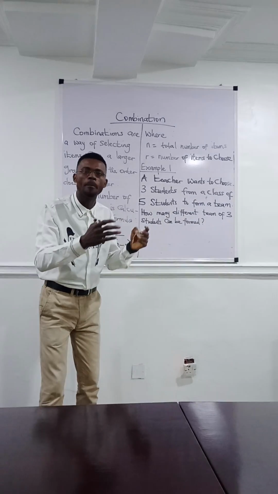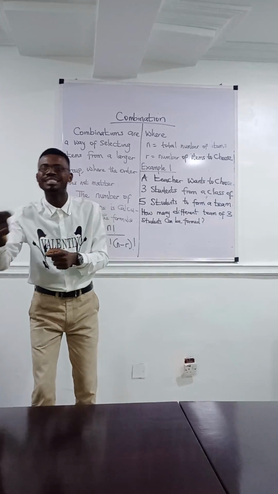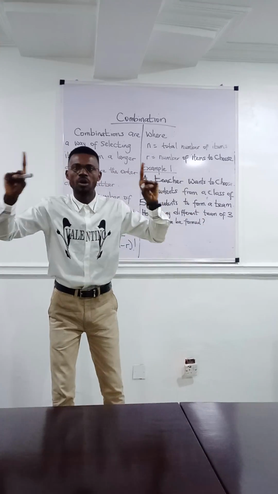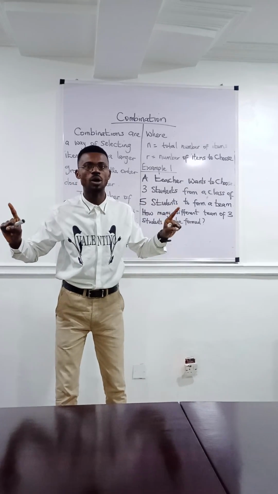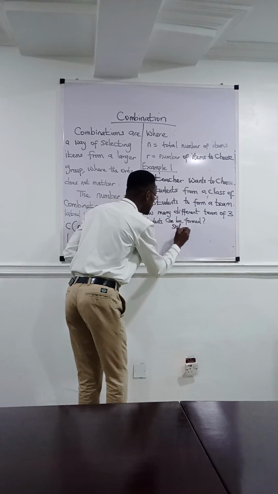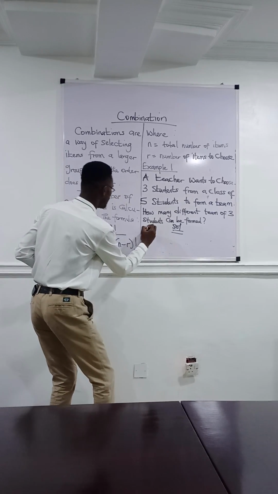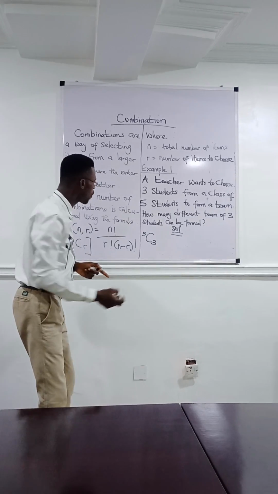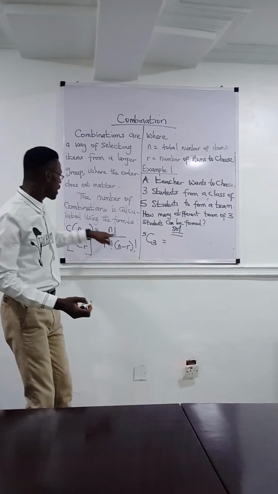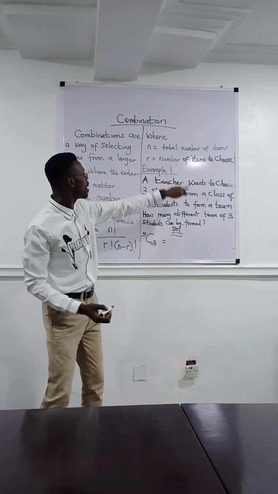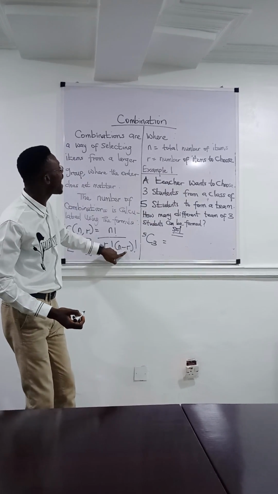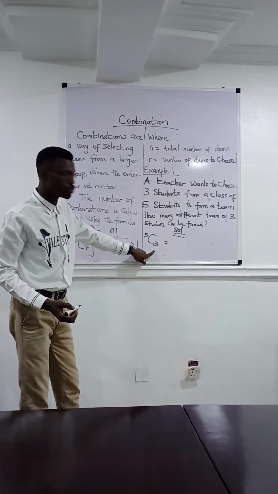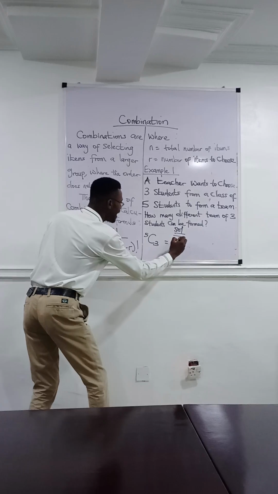Now, this is a combination question because we are choosing 3 out of the group of 5, and we are not given the order of arrangement, so it is in no particular order. So this becomes 5 combination 3. Okay? 5 combination 3. Now, of course, our n, that is the total number of items, becomes 5, and our r, that is the number of items to choose, becomes what? 3.